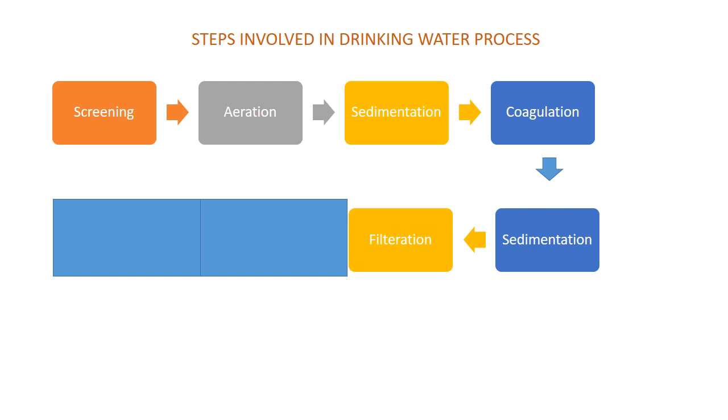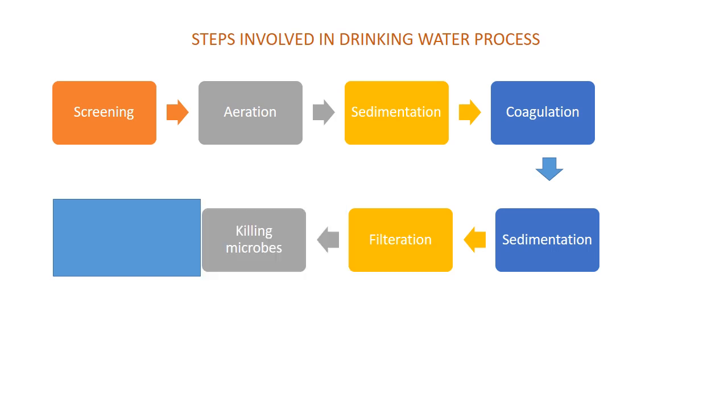Now after filtration, the final stage is killing the microbes and checking for pathogens. We have to kill the microbes present in the water to avoid vector-borne and waterborne diseases. Okay, and now the drinking water is ready to be given to the municipalities for the public for drinking. Now we'll see the steps of filtration and how we kill the microbes.